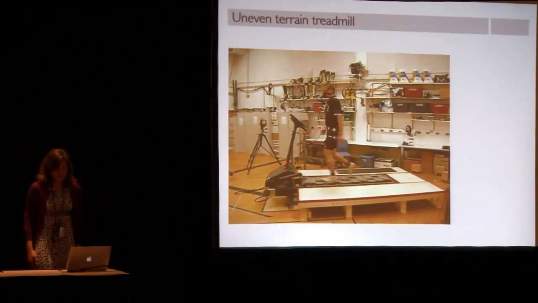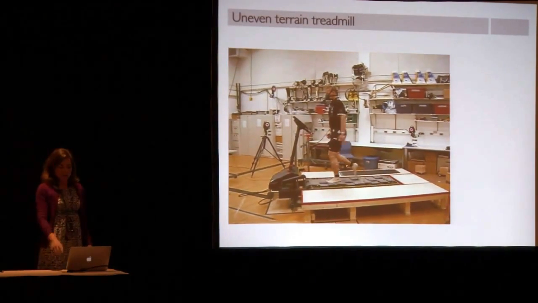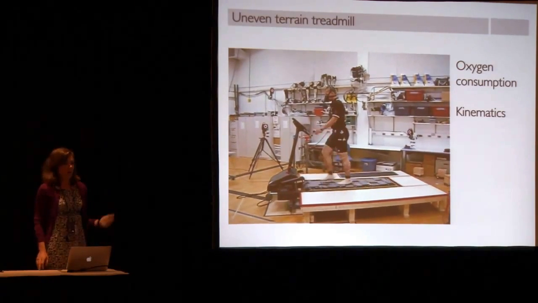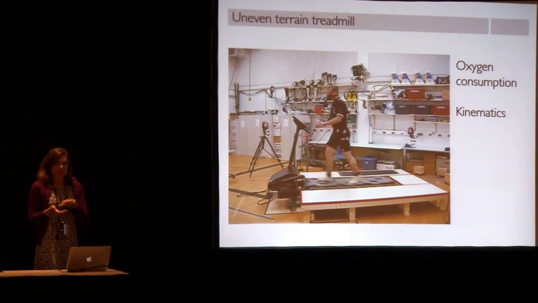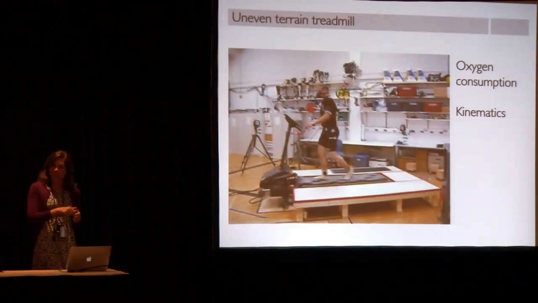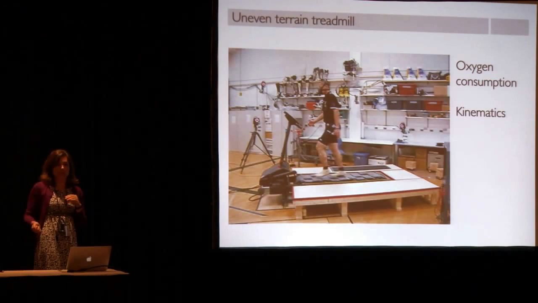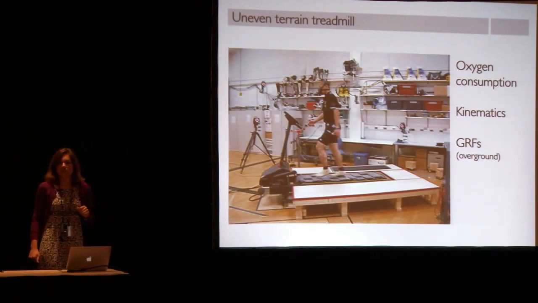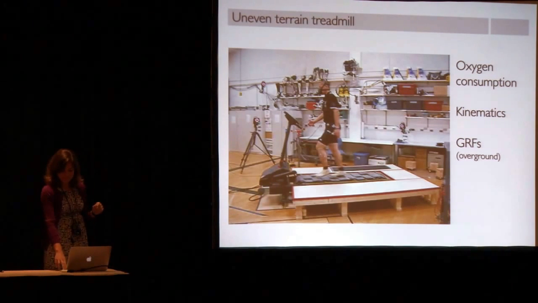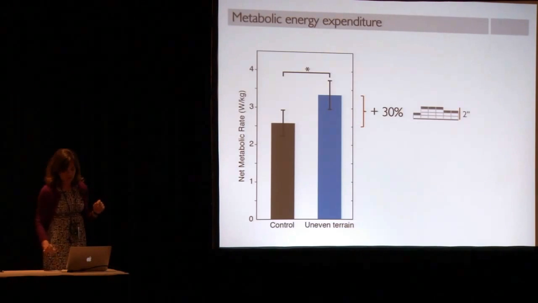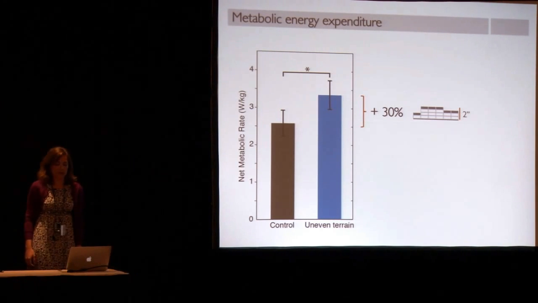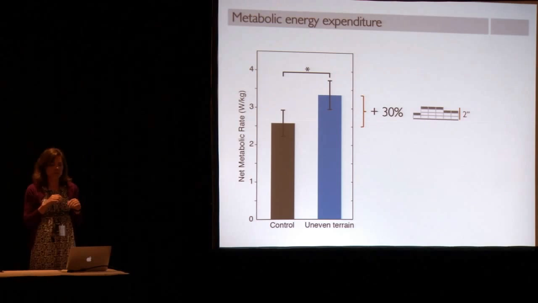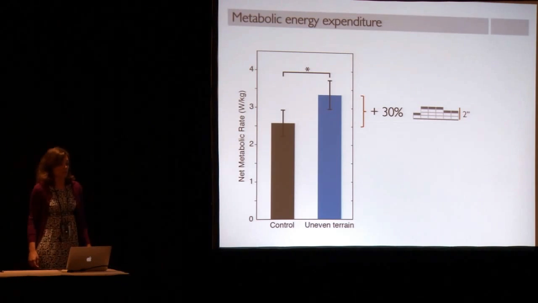Our subjects walked for 10 minutes on each condition, and we collected their metabolic data and their kinematic data during these trials. The terrain itself was actually removable, so we could take it off the treadmill and put it on top of in-ground force plates and collect ground reaction forces in a separate data collection. What we saw was that there is an increase in metabolic cost. On this terrain, which is about 1.5 inches of perturbations, there's about a 30% increase in metabolic cost.